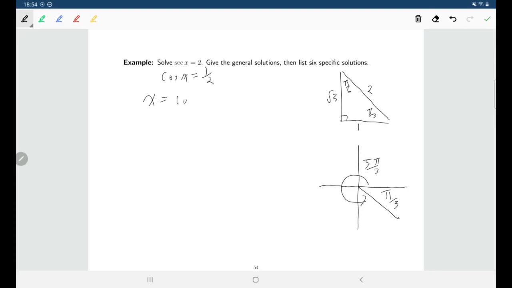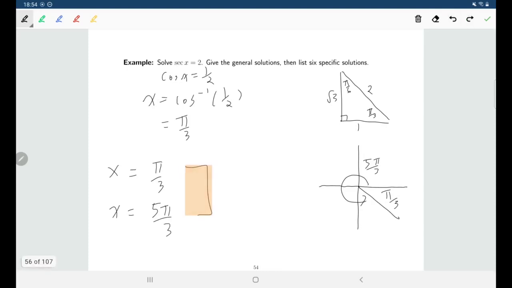x is cosine inverse of a half, and from that we found the solution that cosine inverse gives us, which is pi over 3, and we found that there were two solutions. There was pi over 3, and there was also 5 pi over 3. These would be the solutions within one full circle. And of course, any angle that's coterminal to these angles would also be a solution. So for example, if we did a full circle and then 5 pi over 3, that would also be a solution. Or two full circles and also 5 pi over 3, that would also be a solution.